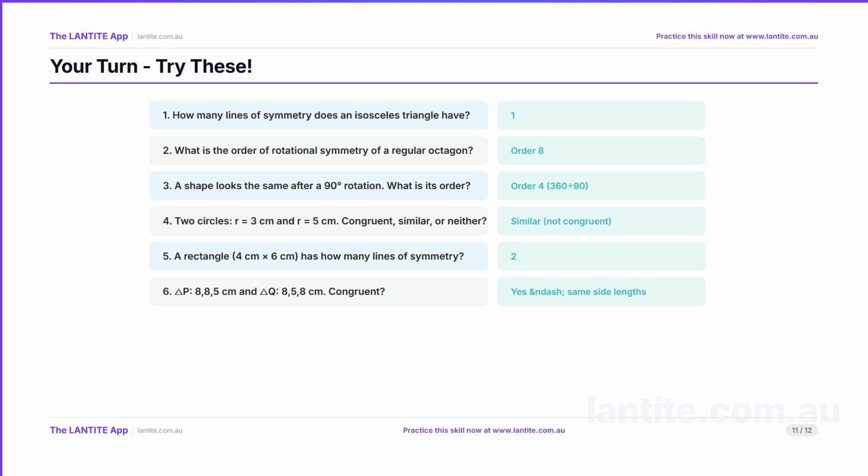Problem 5. A rectangle has sides 4 cm and 6 cm. How many lines of symmetry does it have? And problem 6. Triangle P has sides 8, 8, and 5 cm, and triangle Q has sides 8, 5, and 8 cm. Are they congruent? Check your answers on the screen.